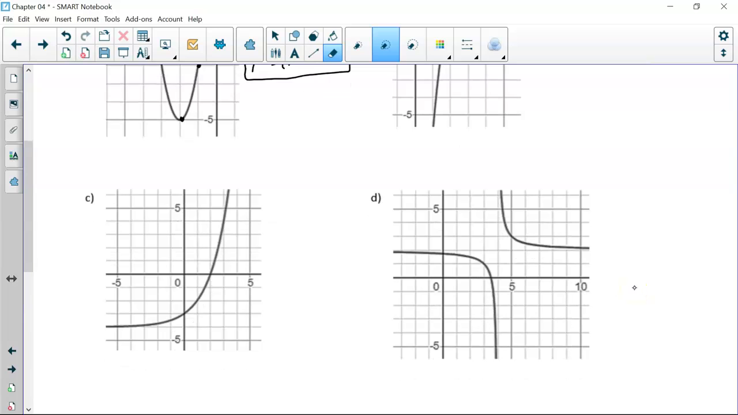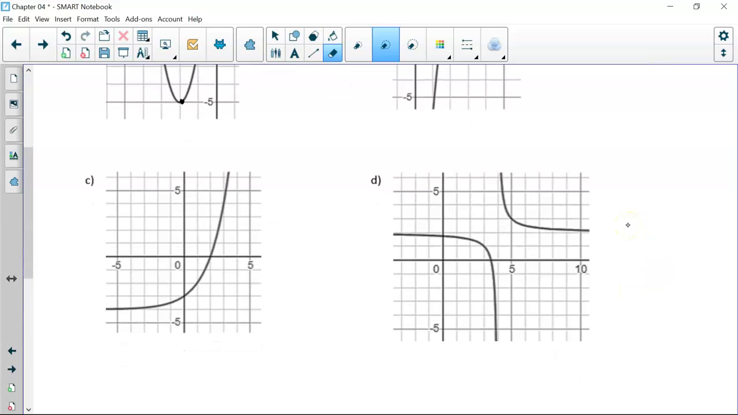For c. Now, looking at these, our horizontal asymptote is at y equals negative 4. Now, if you look at the values, we're going up 1, then up 2, and then up 4. So what this is, y equals 2 to the x is the parent function. A is going to be 1.